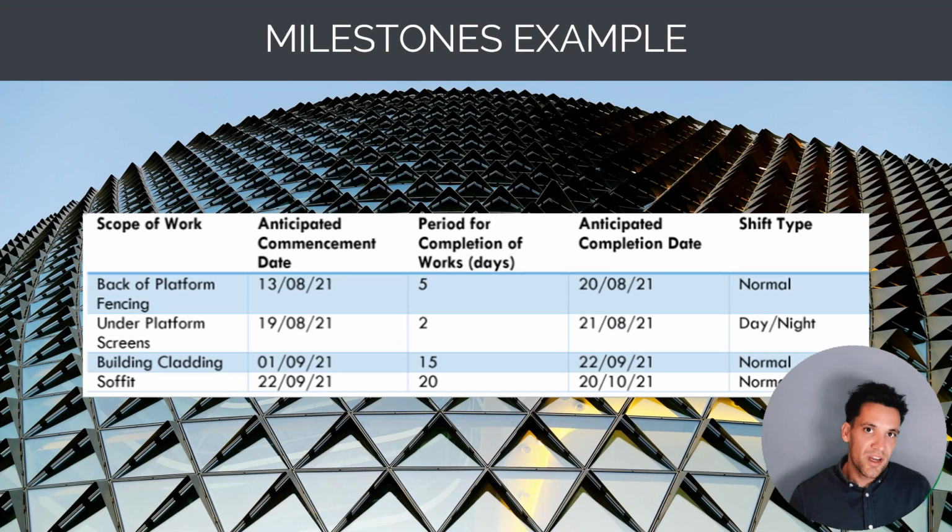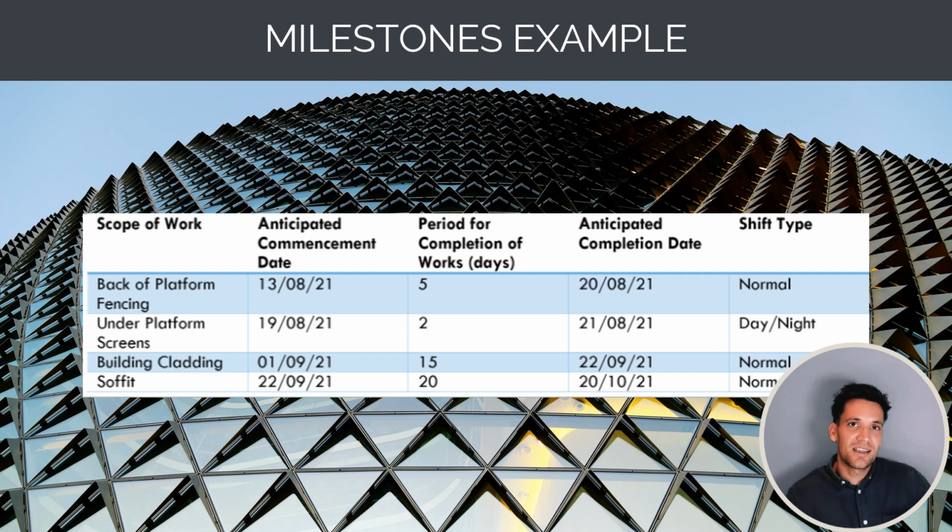There are a lot of different ways you can include a program in a scope of works. The way I like to do it, rather than giving them the whole project schedule and leaving them to do a lot of interpretation and research, and because schedules always change, is to just give key milestones in the schedule. So just a small table with the key milestones for their scope of works, an anticipated completion date, the duration, and also the shift type.